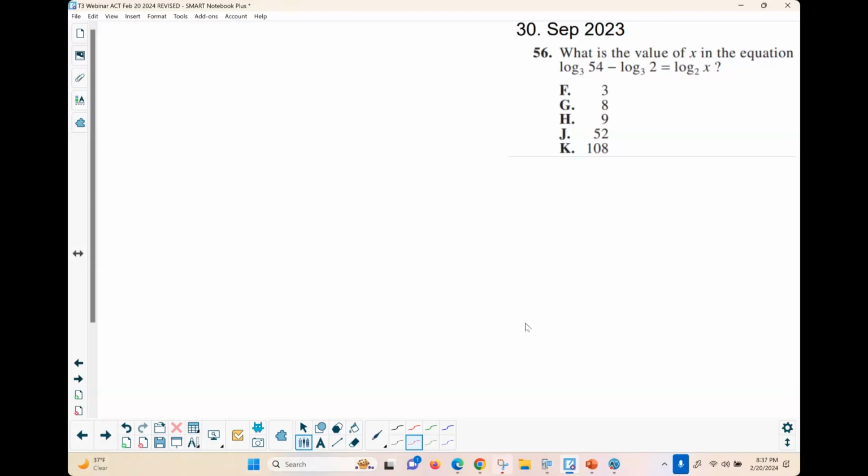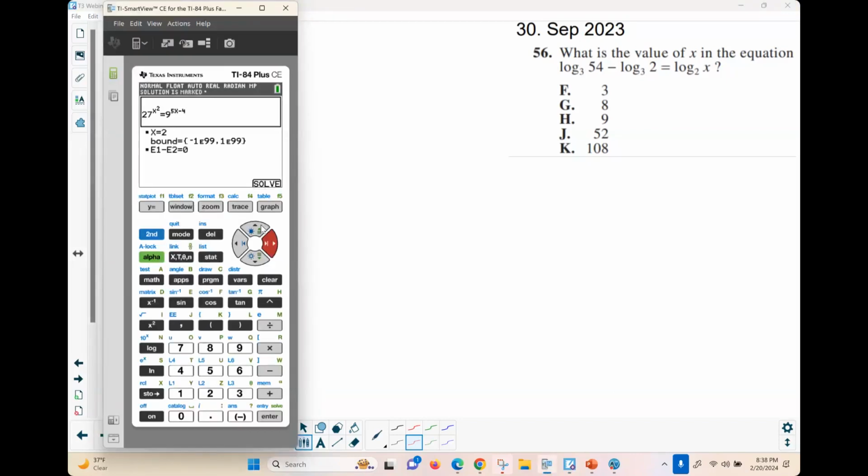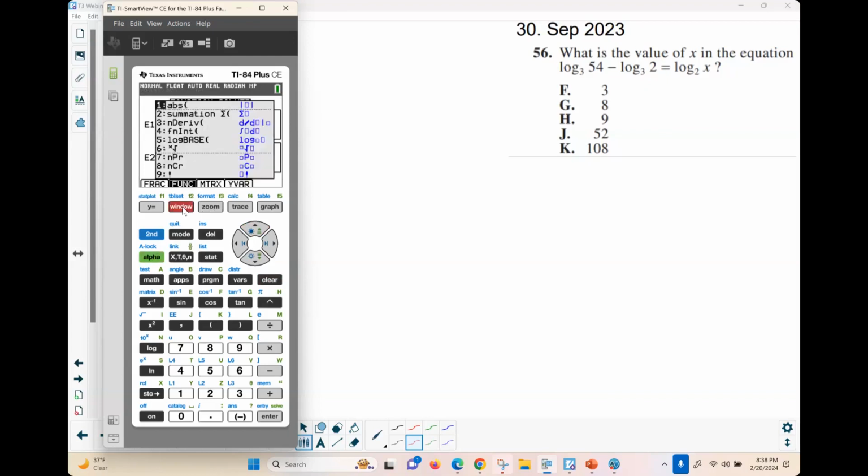All right, now for this one here, because we're subtracting logs with the same base, you're thinking division and things like that. But again, I'm going to go back to the equation solver. So I'm going to press the up arrow. And again, I'm just going to type in as I see it. So alpha window is where I get the logarithms to different bases symbol. So it's log to the base 3 of 54. And then get out of that argument.